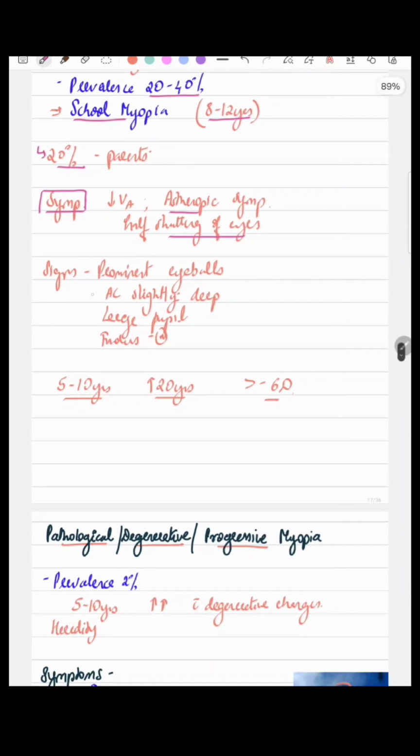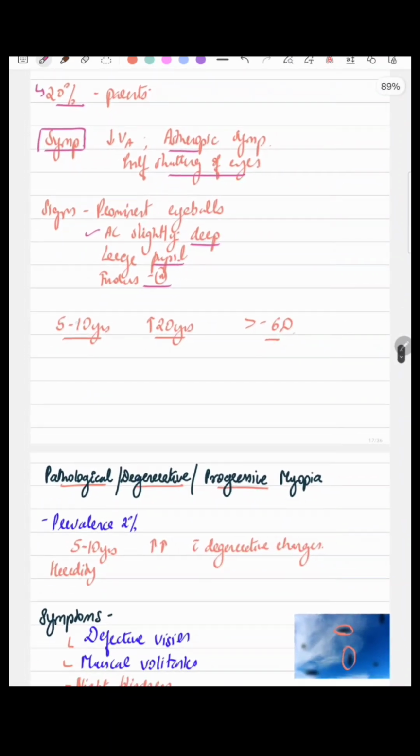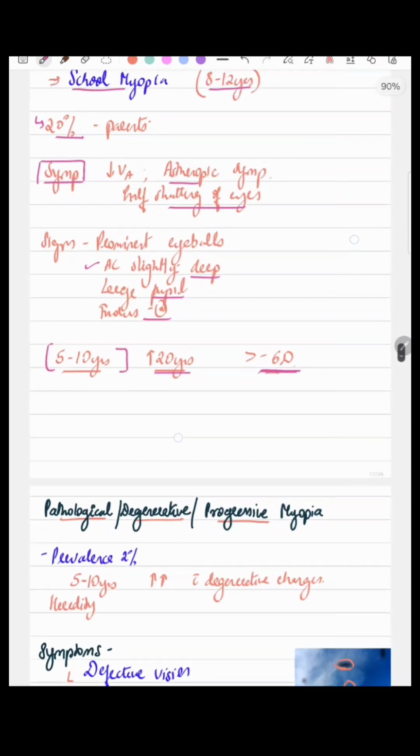Signs include prominent eyeball, anterior chamber slightly deep, large pupil, and the fundus is usually normal in simple or developmental myopia. It occurs between 5 to 10 years and keeps on increasing till 20 years and does not exceed -6 diopters. That is simple myopia.